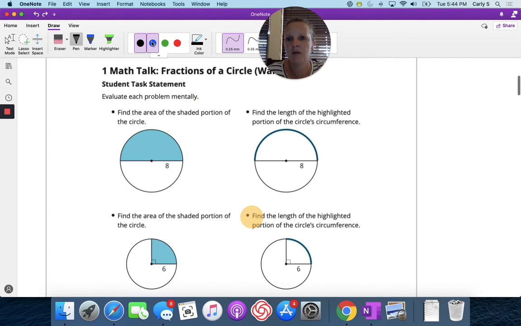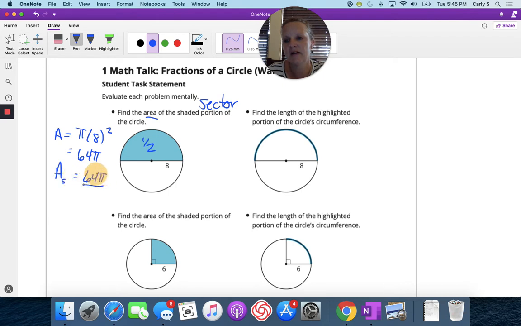Evaluate each problem mentally. Yeah, we're just going to calculate it. Find the area of the shaded portion, which is a sector of the circle. Now here, this is half of the circle. So the area would be half of the area of the circle. And for here, the radius is 8. So the area of the whole circle is pi 8 squared, which is 64 pi. Okay, the area of the sector is 64 pi divided by 2, or 32 pi.